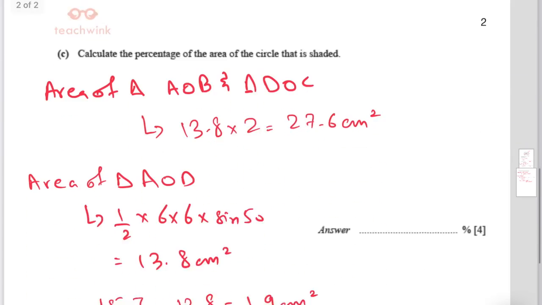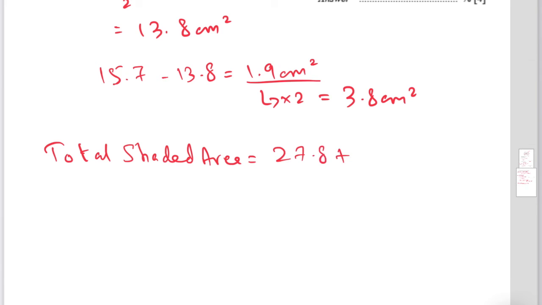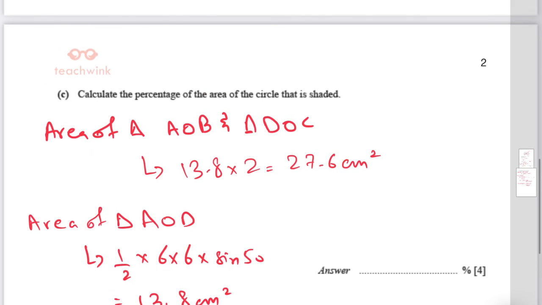So now we have the total shaded area, which is, let's write that, total shaded area is going to be 27.6 plus 3.8, which gives us 31.4 centimeters squared. This is the area of the shaded part, but the question asks us to find the percentage of the shaded area. So we need the area of the entire circle.